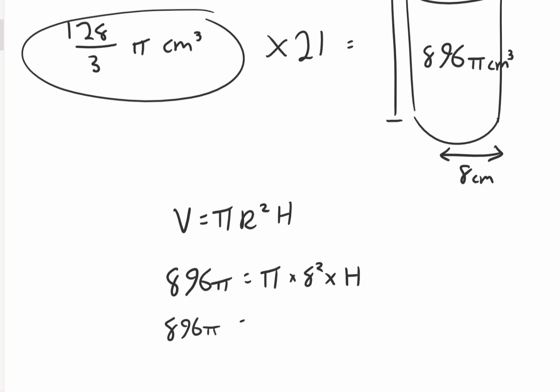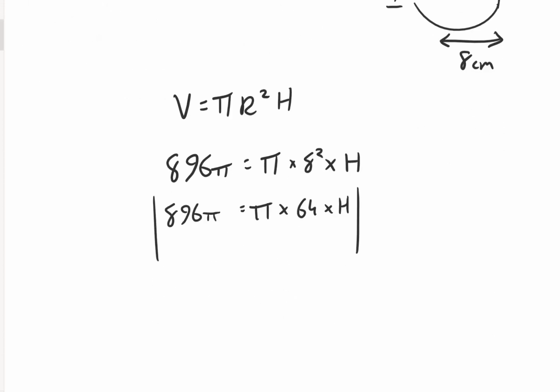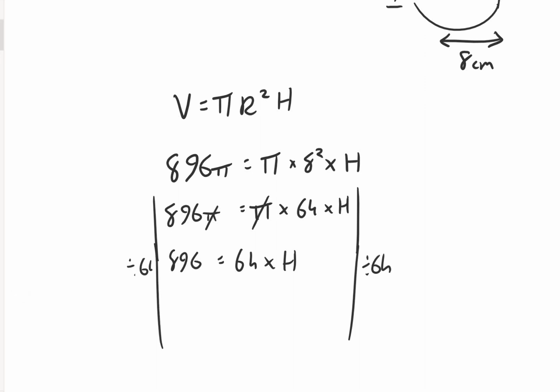896 pi equals pi multiplied by 8 squared, which is 64, multiplied by the h. Now we have an equation and get rid of the pi's. That's why I like to leave the pi's, because you can get rid of them if you have one on either side. And this will give us 896 equals 64 multiplied by h. If we divide by 64 on this side, divide by 64 on that side, we'll get 14 equals h. So the height equals 14 centimeters. Okay, so that's 15 done.